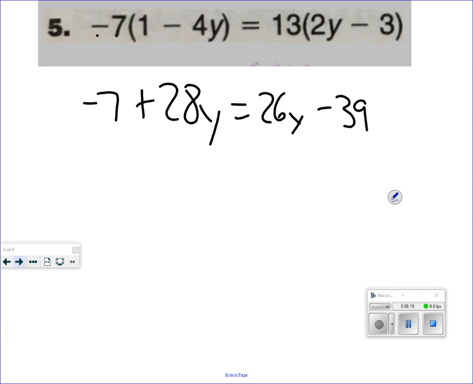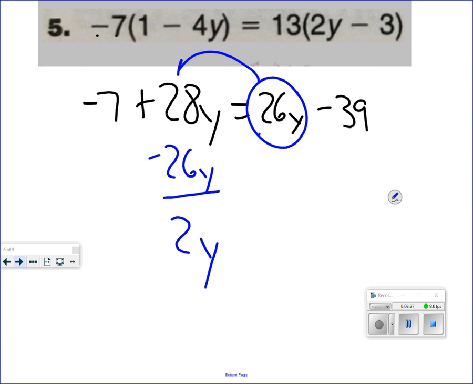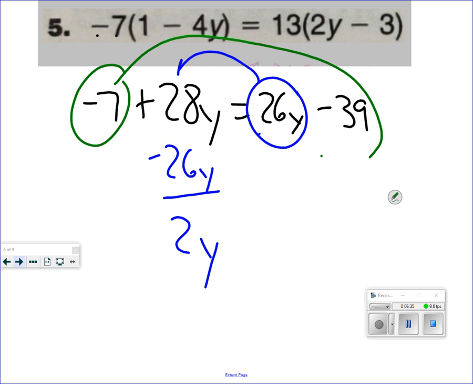Let's move these around here. I'm going to move the positive 26y to this side, so I'm going to subtract 26y because it was positive here, now it's negative. So I have 2y on this side, because 28 minus 26. Now I'm going to bring the negative 7 over here to be a positive 7. So negative 39 minus 7 will give me a negative 32. If I rewrite my problem, I have 2y equals negative 32.